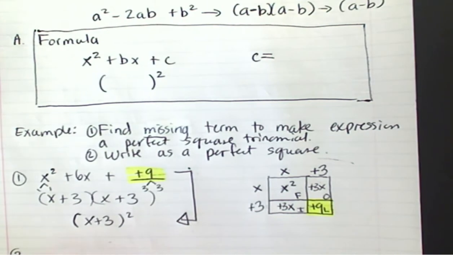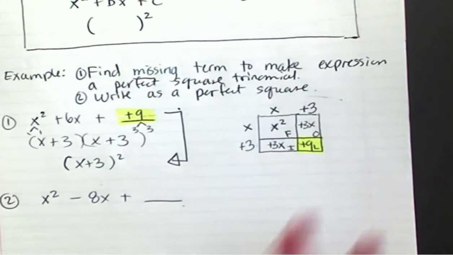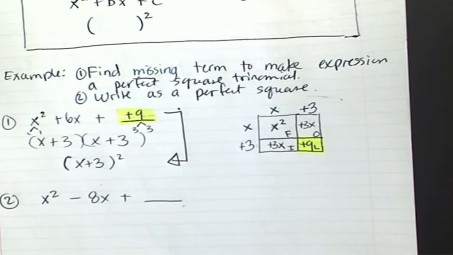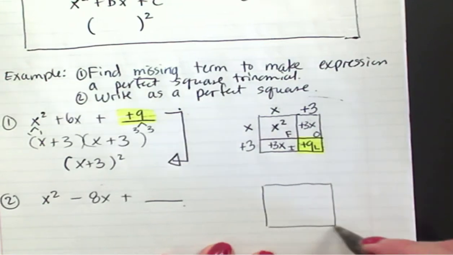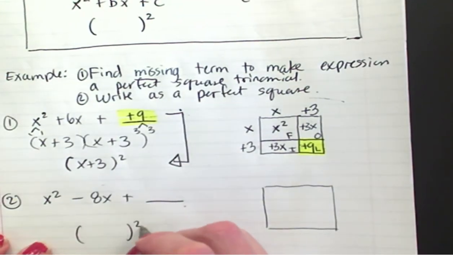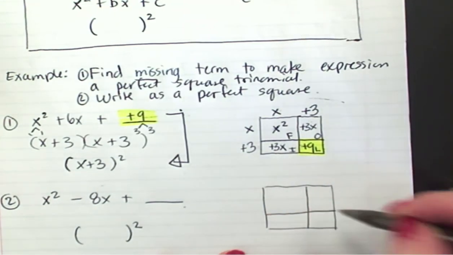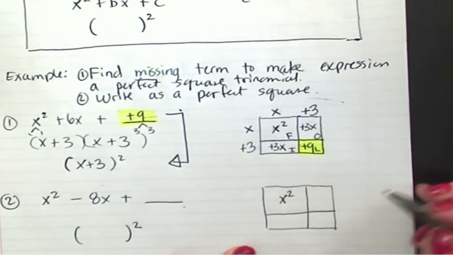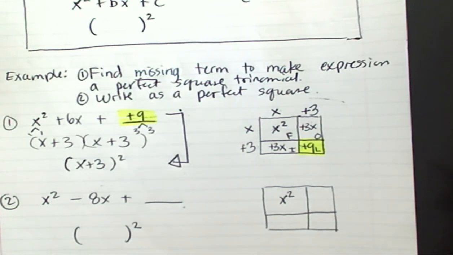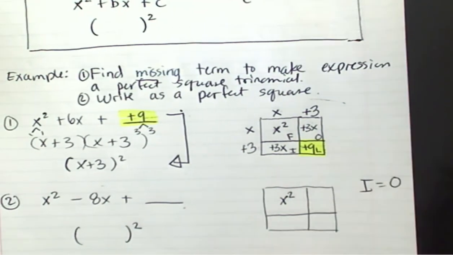Okay, so let's do one more. X squared minus 8x plus what? Sorry. What's going to go in that line in order to complete the square? Okay, so the visual helps me figure out what I'm actually multiplying together. The side boxes have to be the same, right? Inner has to equal outer.